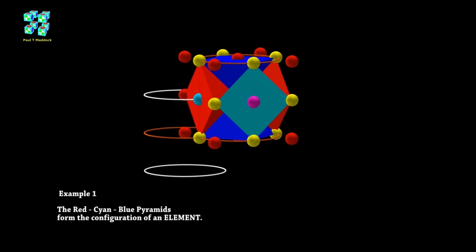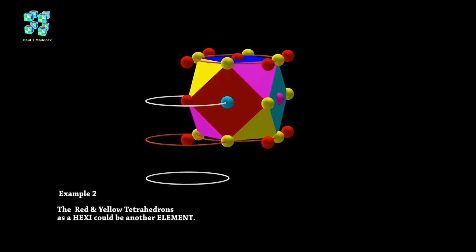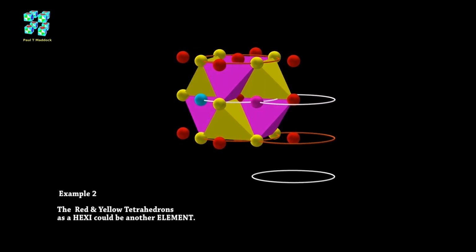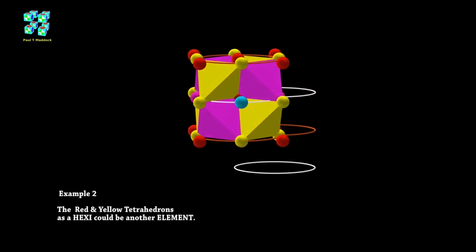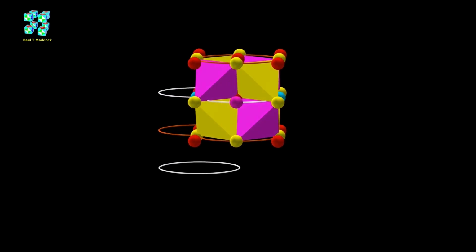Now we can fill them 8 holes up with tetrahedrons. Now look, when we take the pyramids away, we are left with a hexy. Well, that's a long name, but I call it a hexy. And I'm sure another element can be made out of this geometry.